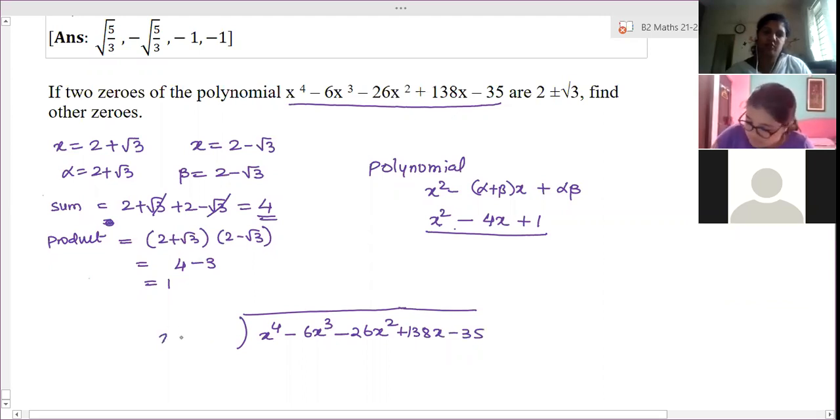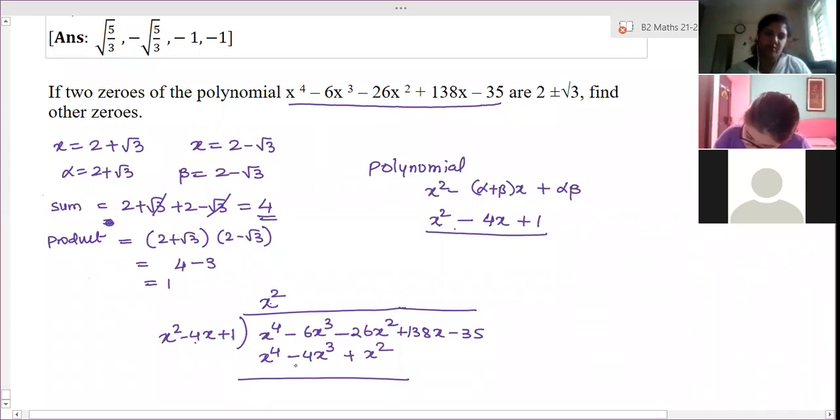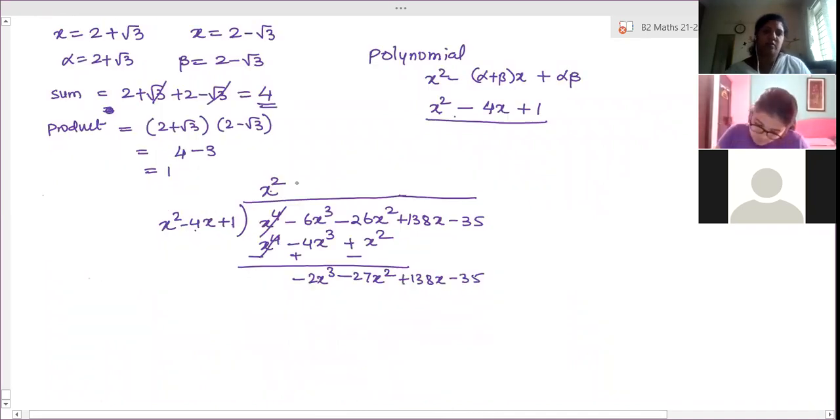You have to divide with x square minus 4x plus 1. First quotient is x square, so x to the power 4. x square into minus 4x is minus 4x cube. Plus 1 into x square is plus x square. Minus plus minus, just get cancelled. Minus 6 plus 4 is minus 2x cube. Minus 27x square. Plus 138x minus 35.